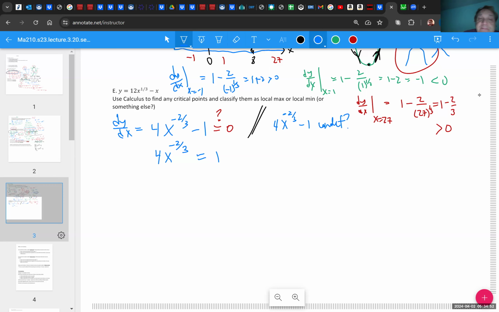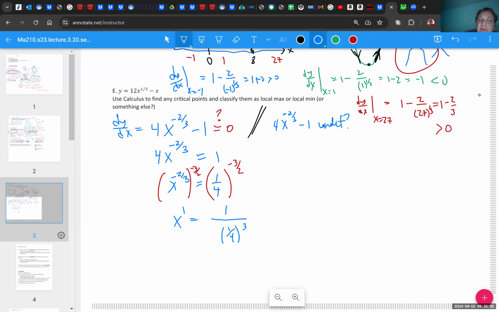So I move the 1 over, and I'm going to move the 4 over by dividing by 4. And then I'm just going to get rid of this exponent by raising it to the reciprocal, which is -3/2. That way, -2/3 times -3/2, it becomes an exponent of 1. Here I do 1/4 to the -3/2. So -2/3 times -3/2 is 1. So for here, I get x to the 1, which is just x. Here I get 1/4 to the -3/2. That is 1 over 1/4 cubed.